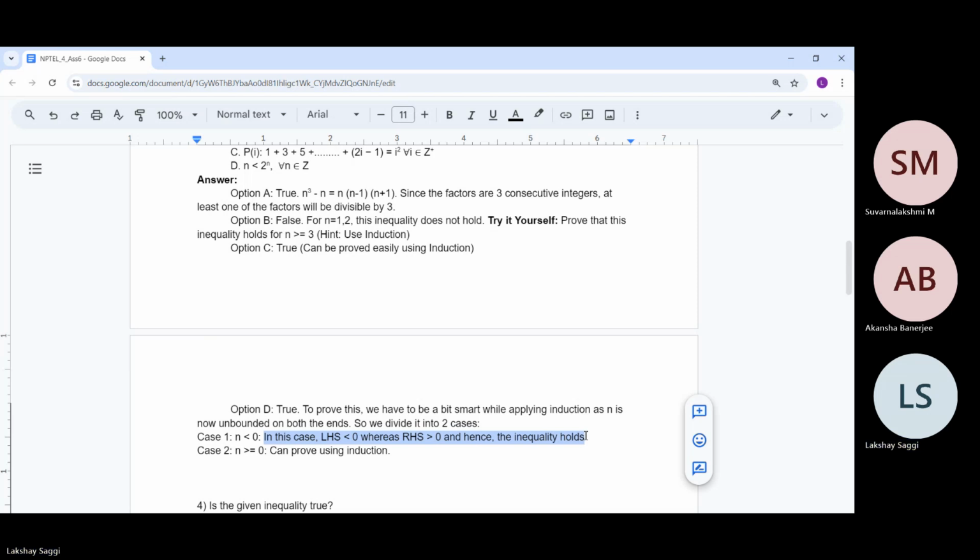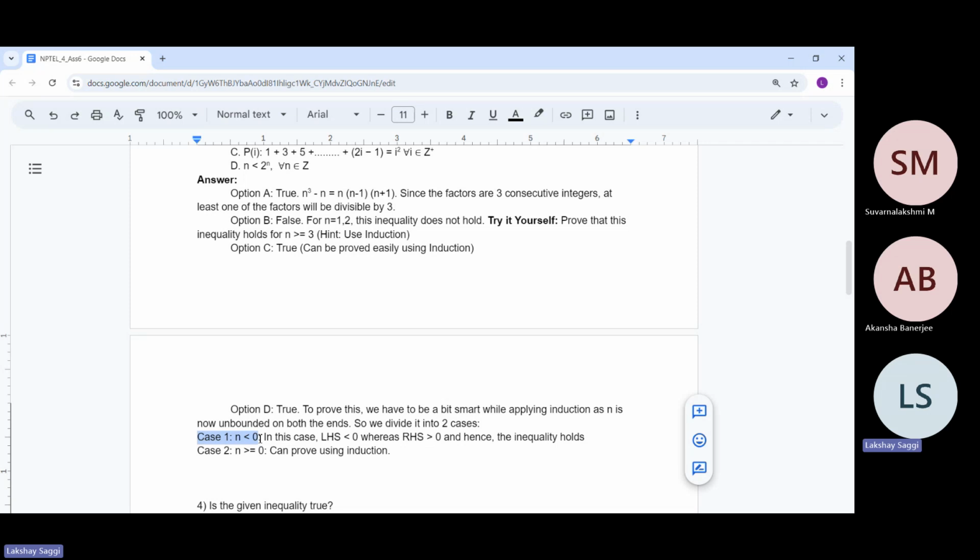Induction can be applied. What I'm trying to say is induction can be applied only when one side of our inductive variable is bounded and the other side is unbounded. So if both ends are unbounded, we divide it into two cases. One case here also, in this case, n can go from minus infinity to minus 1.